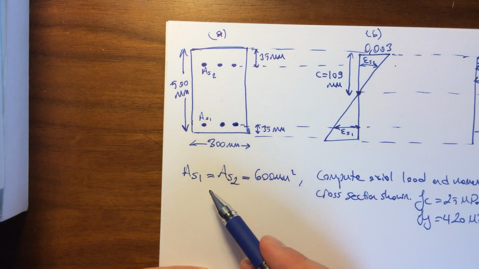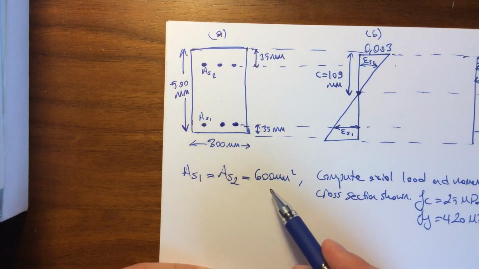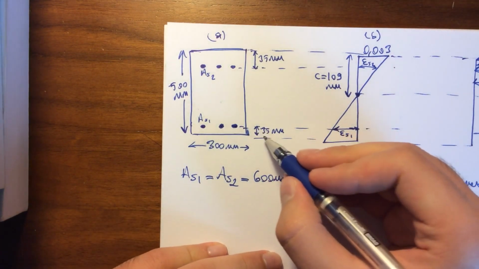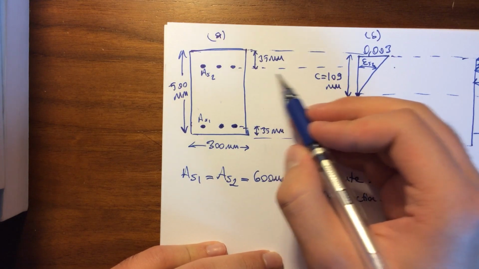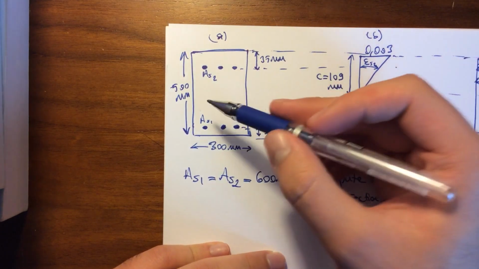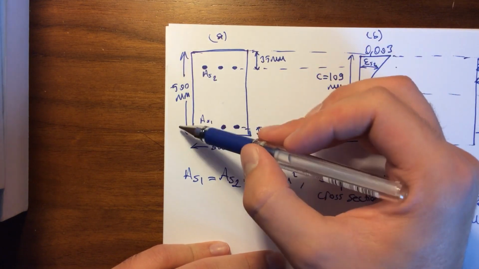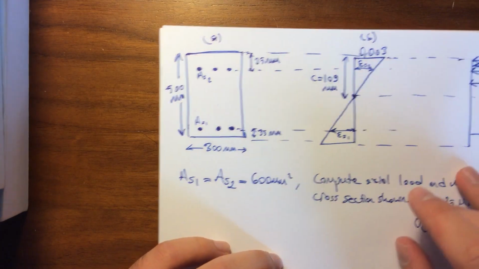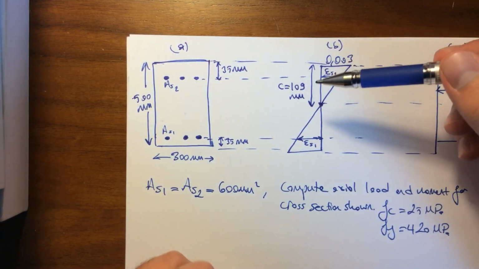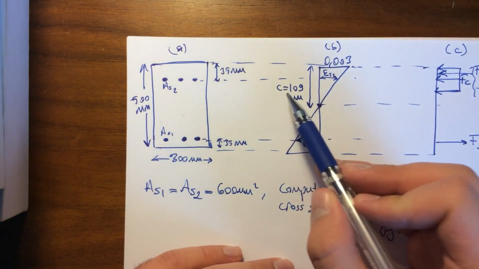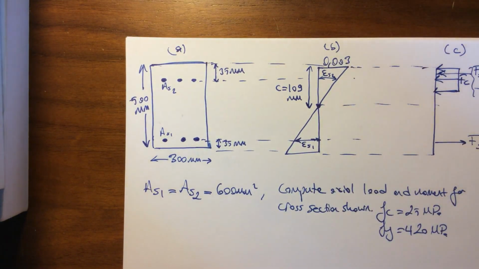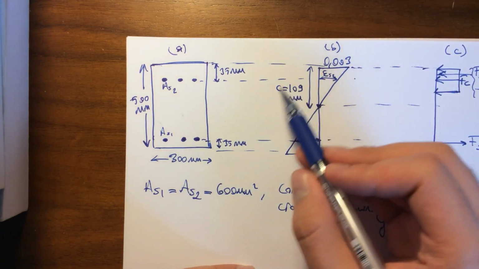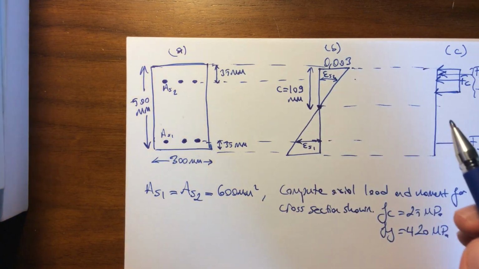and we are given the information that both have the same area, which is equal to 600 millimeters square. The clear cover depths are 35 millimeters for both sets of longitudinal steel, and the height is 500 millimeters and the base width is 300 millimeters for the cross section shown. In the question, the neutral depth, which is C, the distance between the uppermost fiber to the neutral axis, is equal to 109 millimeters.